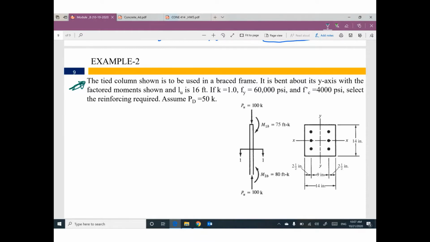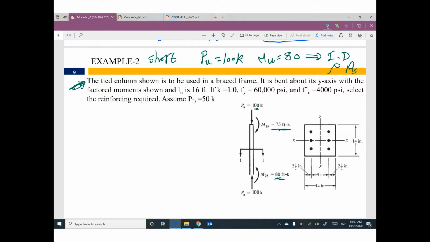You have to figure it out, because one of you will say, hey, we have a P ultimate and we have a moment. Okay, probably I can use 100 with the maximum moment 80 and use the interaction diagram directly, if this column is short. I'm going to say the ultimate load is 100 kips, and the M ultimate, which is the maximum value of moment, we have two values, I will use the maximum value 80. So I'm going to use the interaction diagram to figure out the value of rho and then the area of steel. That's it, if this column is short.